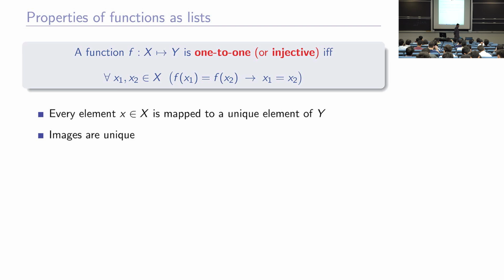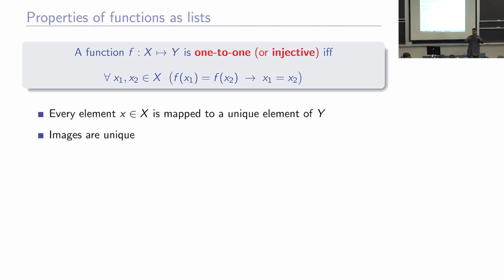So, if I can represent a function as a list, then now we want to see how these properties of functions that we studied look like if the function is represented as a list. Okay. So, what is a one-to-one function? A function is called one-to-one if two different elements of the domain are mapped to two different elements of the codomain.